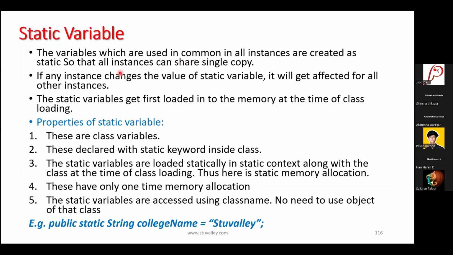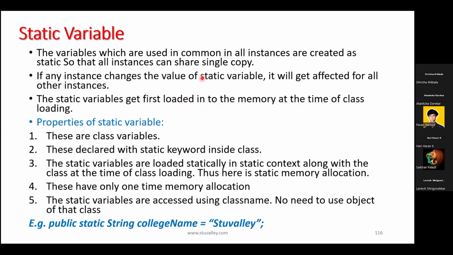Okay, so that all instances can share a single copy of that variable. If any instance changes the value of a static variable, it will get affected for other instances also. So it is not basically a constant. You can change that value, but that change will get affected for all the objects. Okay. The static variables get first loaded into memory at the time of class loading. This is the most important. All the static variables get loaded into the memory at the time of class loading.